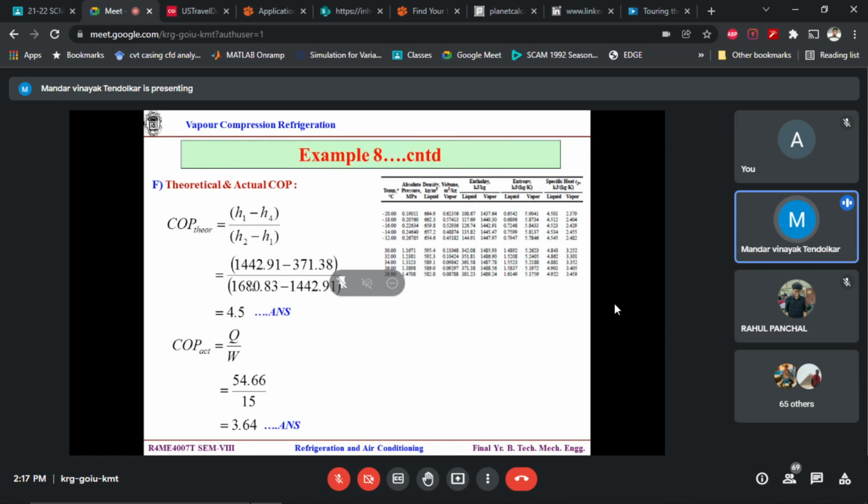Theoretical and actual COP. Theoretical COP, that is your enthalpy part. Actual COP is what you are given with respect to the ice formation and all, the compressor load which I have calculated. Fine. Carnot COP will be with respect to those temperatures only, rather, those temperatures 36 and minus 16.